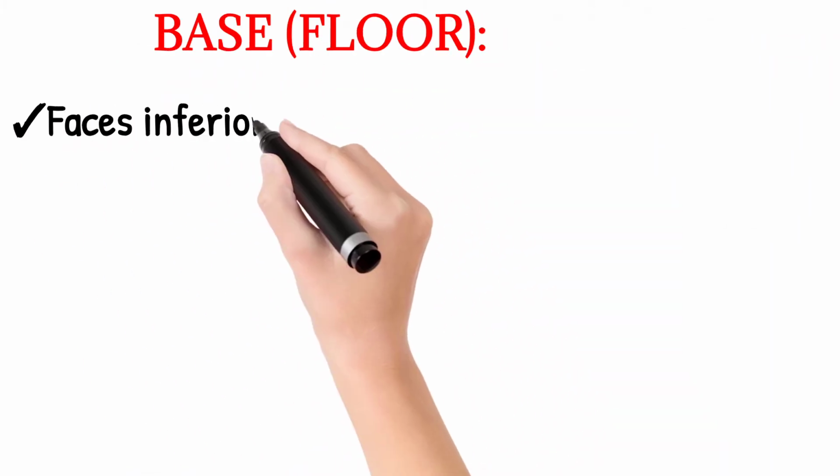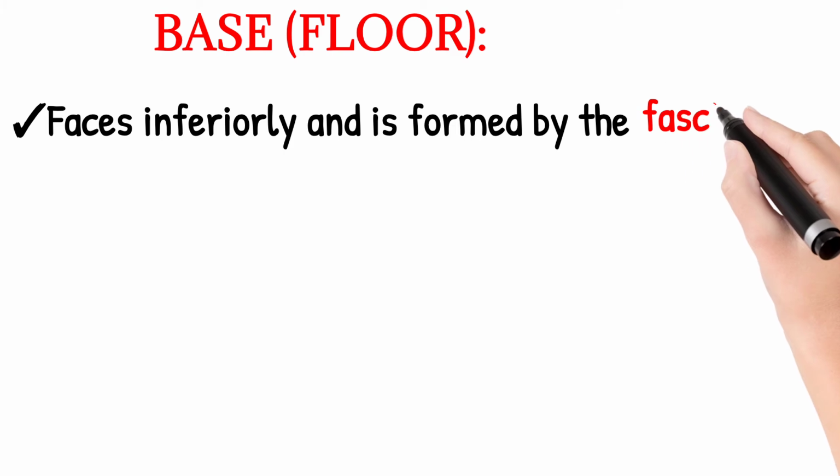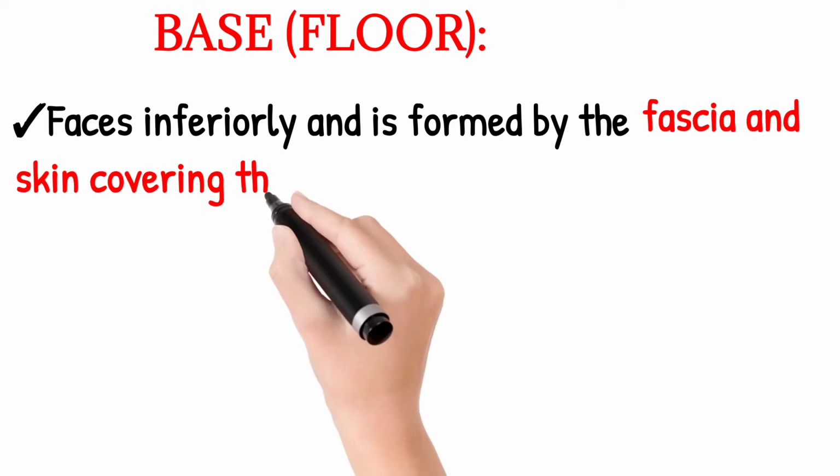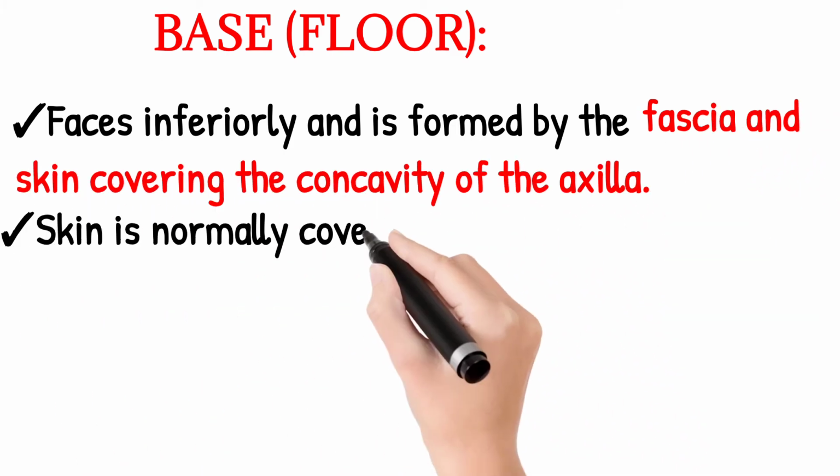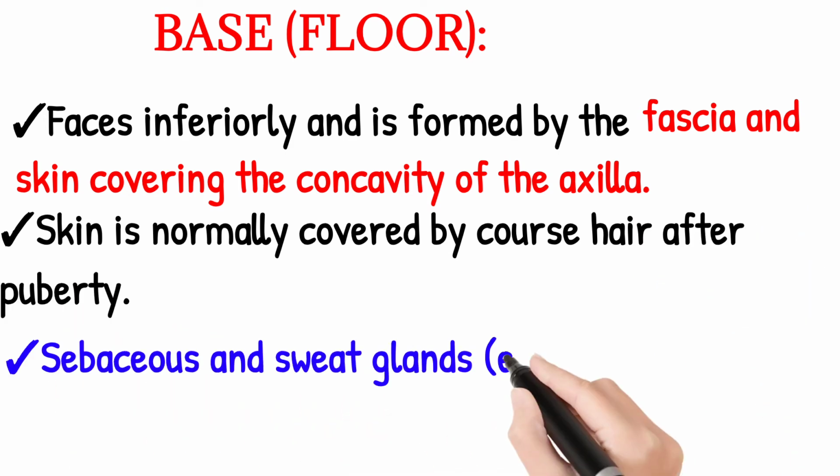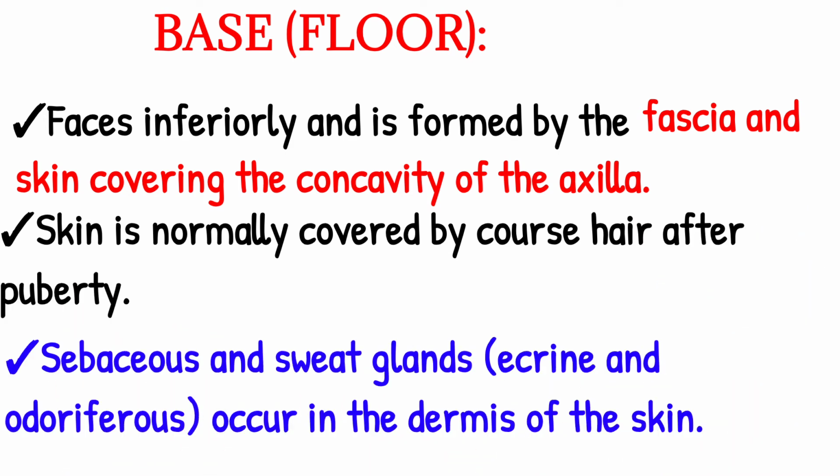So the base or the floor. The base faces inferiorly and is formed by the fascia and the skin covering the concavity of the axilla. The skin is normally covered by coarse hair after puberty. Sebaceous and sweat glands occur in the dermis of the skin.